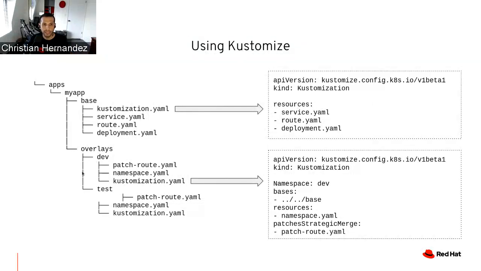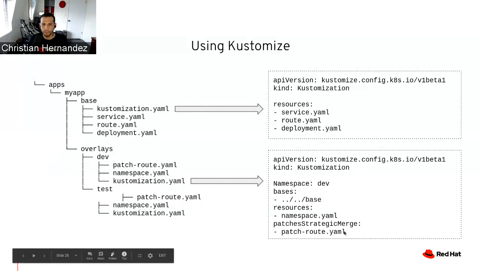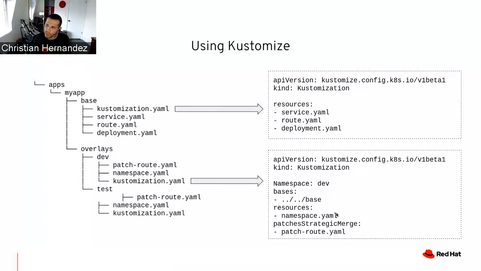And then in overlay, I have dev, right, where I say I want to patch the route. I want to say, okay, when you read the base directory, I want you to apply this patch, right? And the patch can say, replace the host, right? So a route is something that would be different between environments.